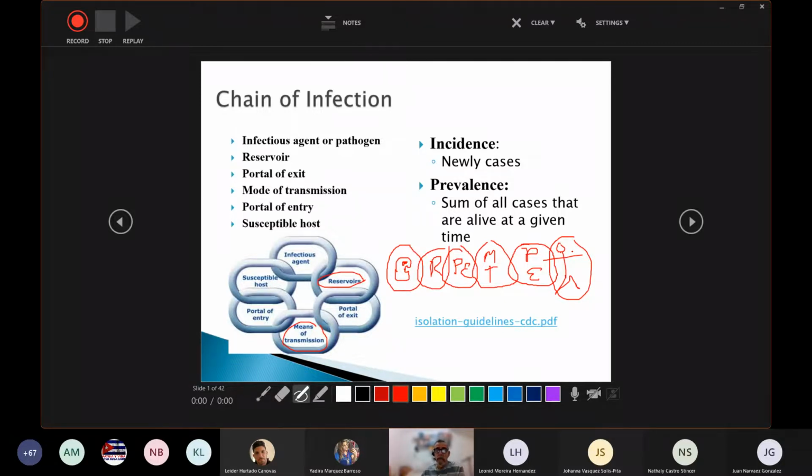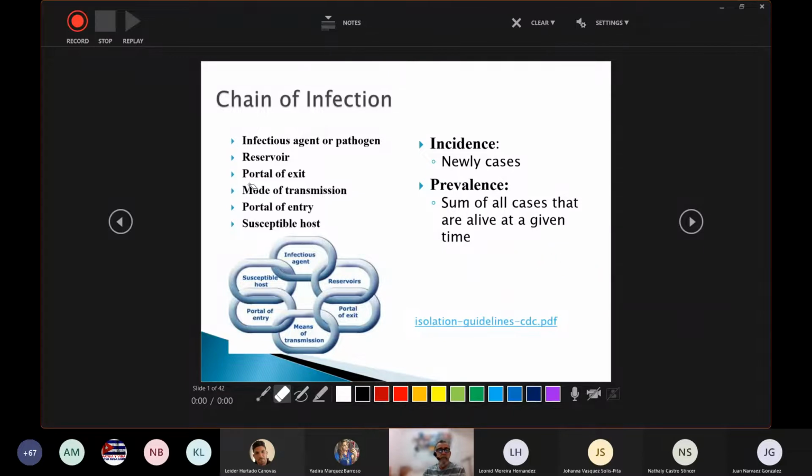And of course, the last element is the susceptible host. How do they most frequently ask about the knowledge of this chain of infection? In a question that asks you to place in order the links, the elements of the chain of infection. It's a very common question in English, in which you have the elements in disorganized order, and then you need to move them to the right in an organized way.